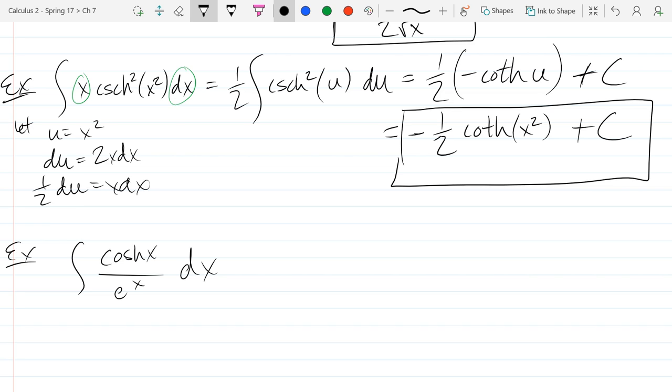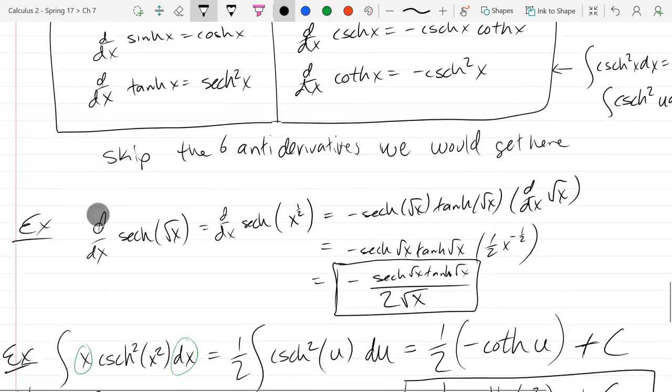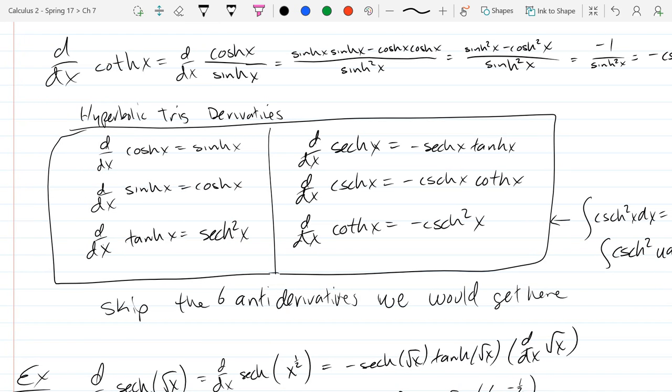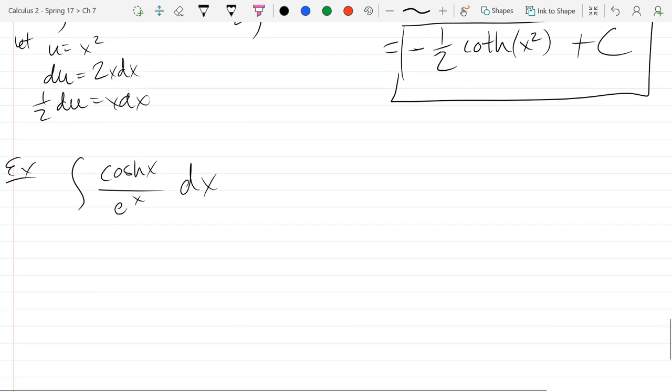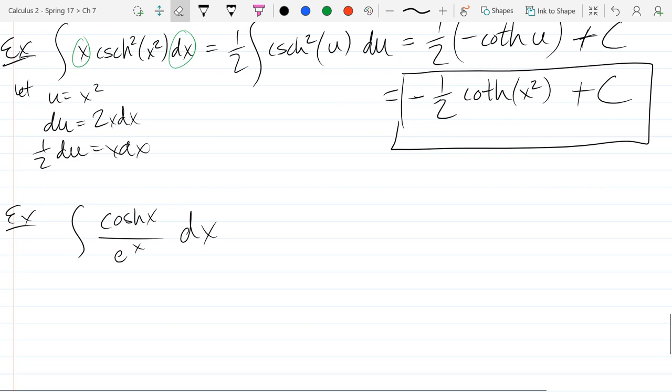So this is going to be our last example before we go to inverse hyperbolic trig functions. We could try u sub. This doesn't look like our 6 derivatives we just computed. There's no e to the x in any of these. I would either try u equals cosh of x or u equals e to the x. Those would be 2 reasonable choices. But I know derivatives of cosh won't have e to the x, and derivatives of e to the x won't have cosh. So that's not really going to help.